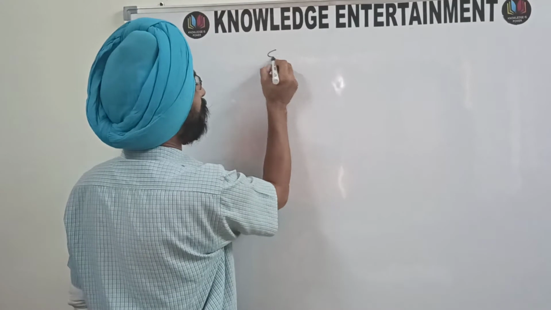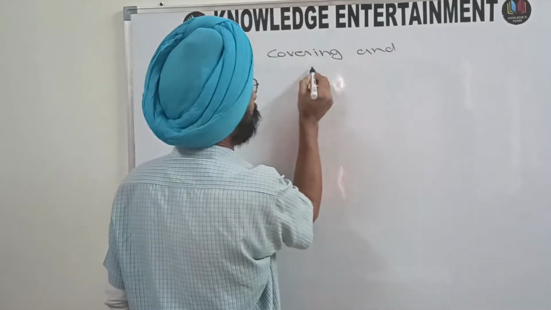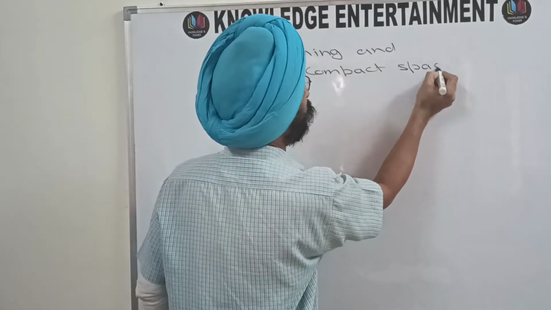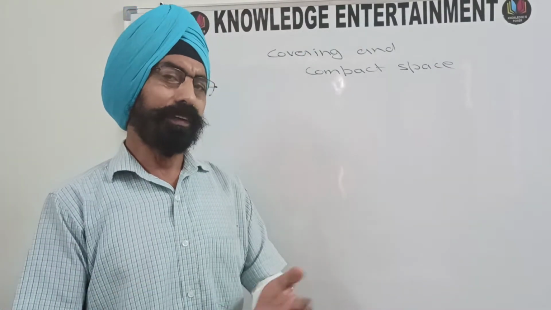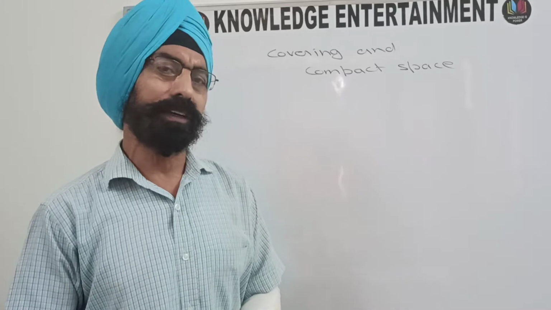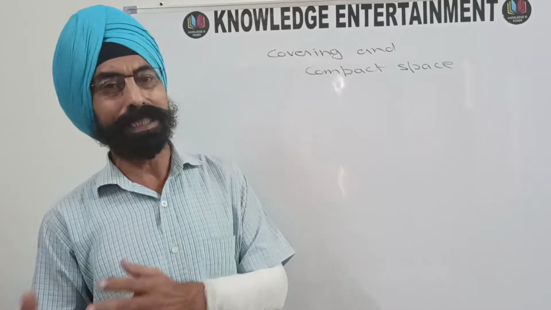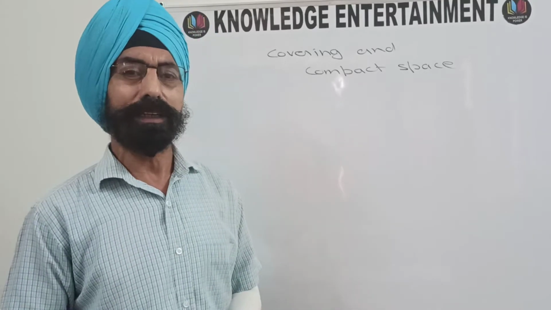Welcome once again in the class of topology, and today we are going to start the new chapter, that is covering and compact spaces. So you need to be a little bit careful as it is a new chapter. So first we will define what is a covering, what is an open cover, what is a finite cover, what is an infinite cover, what is subcover, what is basic cover, what is sub-basic cover, what is compact set, and then we'll move on to the theorems.